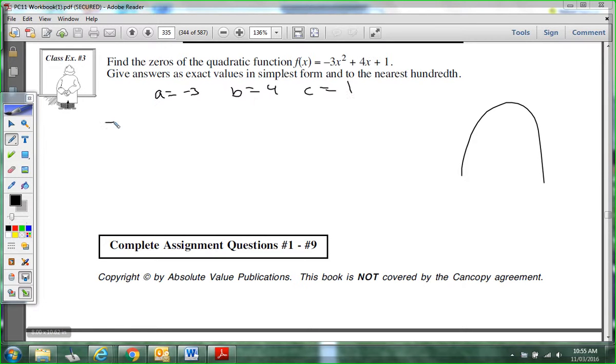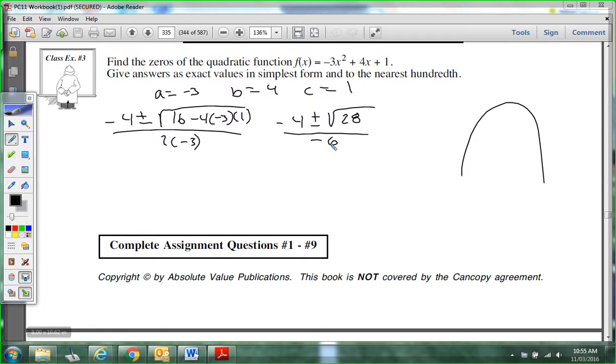Opposite B, negative 4 plus or minus the square root of 4 squared, 16, minus 4 times negative 3 times 1, all over 2 times negative 3. I have two negatives in my radical, so it's positive. So that means it's going to be 16 plus 12. So negative 4 plus or minus the square root of 28 all over negative 6. We can break the 28 down to 4 times 7. The 4 comes out as a 2. So I get negative 4 plus or minus 2 root 7 all over negative 6.